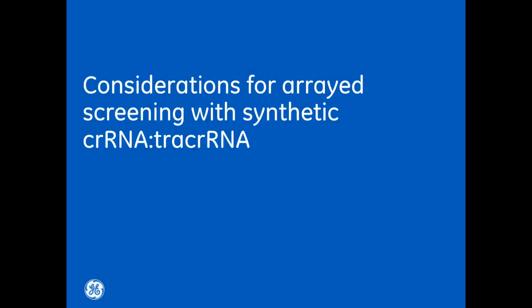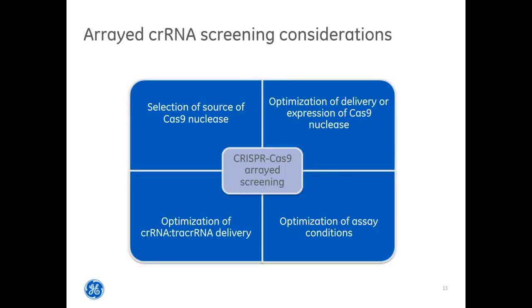Okay, so I've introduced the synthetic CRISPR RNA system and the editor algorithm for functional designs. So now let's talk about actually how you'd go about doing an arrayed screen with these tools. The four primary workflow considerations I will address today are here on the screen. First is selection of the source of the Cas9 nuclease. Second is optimization of delivery or expression of the Cas9. Third is optimization of the CRISPR tracer delivery. And then lastly, optimization of assay conditions.